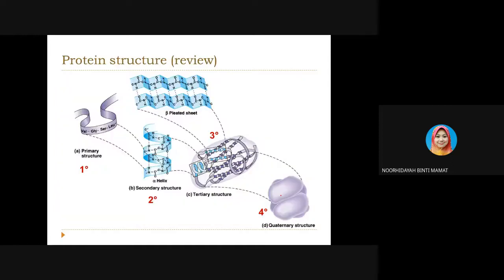We have finished the four structure levels of protein. So this is the protein structure review. The first, primary structure, is the amino acid sequence. They form peptide bonds between amino acid and amino acid, so they will yield the primary structure. The second one is the secondary structure. It can be an alpha helix, and it can also be a beta pleated sheet. It will form hydrogen bonds here. So this is the secondary structure.